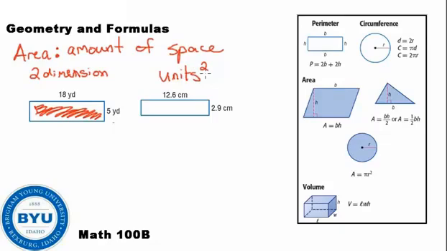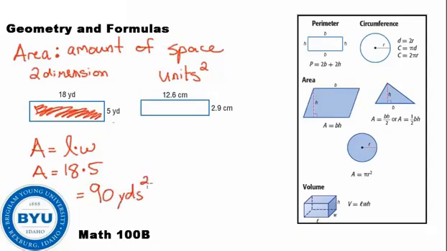Notice this rectangle has length and width. And the area of a rectangle is simply area equals length times width. So all you have to do is multiply the length and the width. For this first rectangle, I would have done 18 times 5. You can use a calculator, or do it in your head. It comes out to be 50 plus 40, which is 90 yards squared, because this is an area measurement. Area is always reported in square units, in this case, square yards.